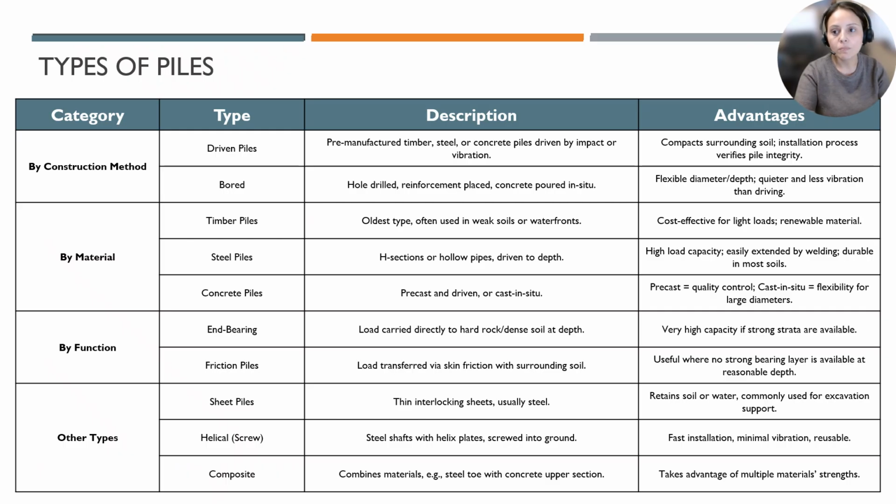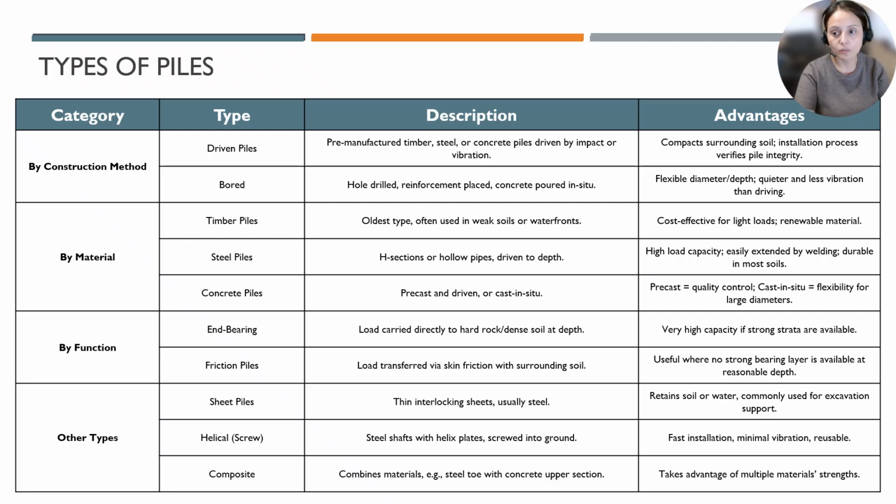When we talk about types of piles, we can look at them in a few different ways: by construction method, by material, by function, and then a few special cases. By construction method, the first group is driven piles. These are pre-manufactured piles, timber, steel, or concrete, that get hammered or vibrated into the ground with a pile driver. The big advantage here is that the driving process actually compacts the soil around the pile, which increases load capacity.